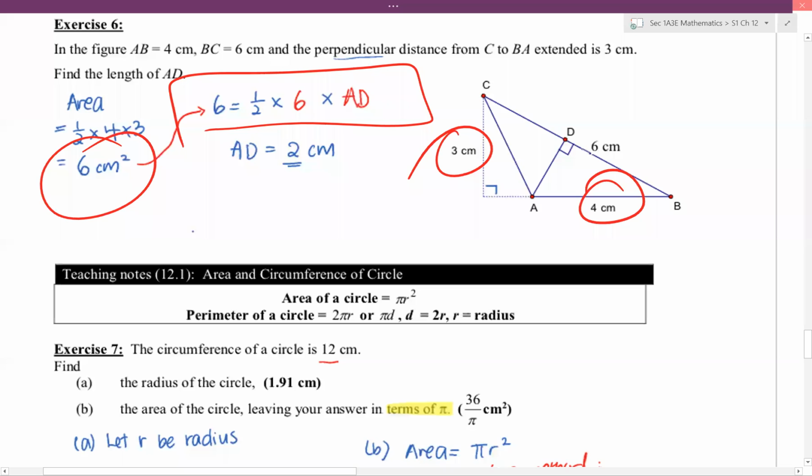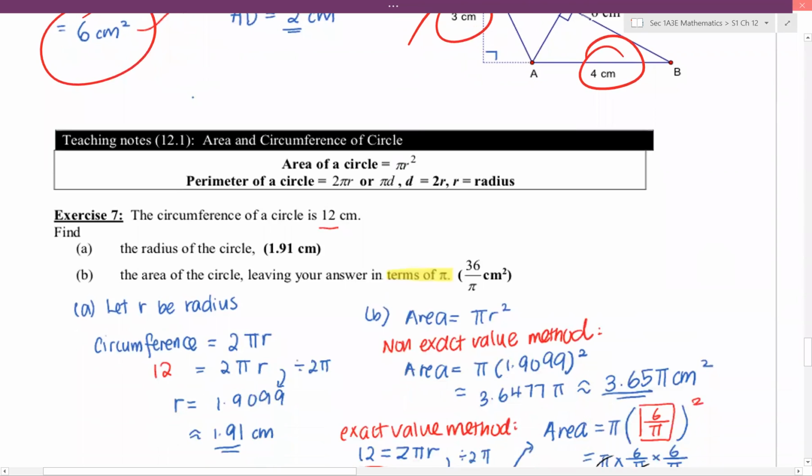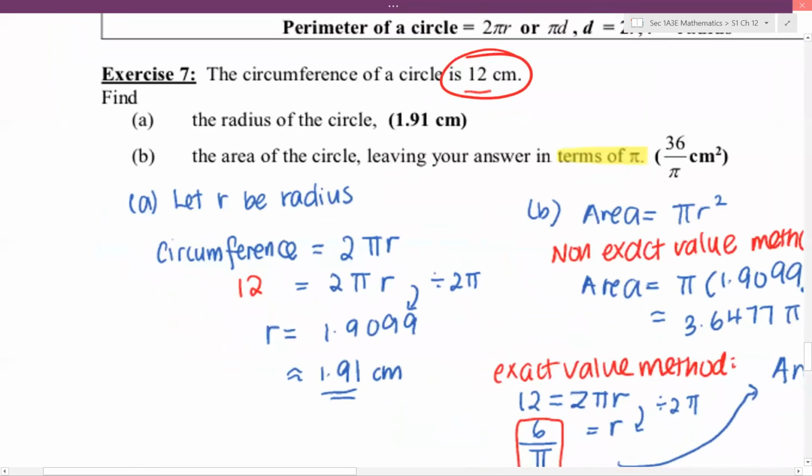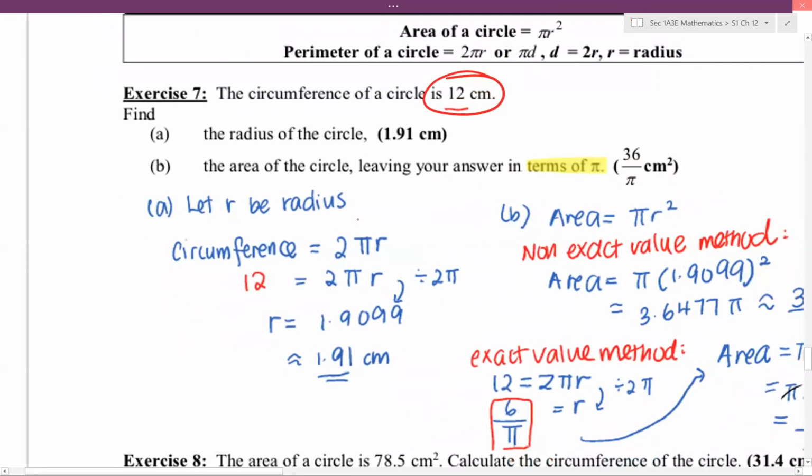Okay, so for triangles, this is probably the only special type of concept that you have learned in secondary school. Then we talk about circles. Circle questions, by default, use the pi value in your calculator. Now they tell us the circumference of a circle is 12 cm. Again, not so straightforward. Instead of giving you the radius to find the circumference, they gave you the circumference, so you need to find the radius. The presentation is, let R be the radius. Circumference, this is our formula.